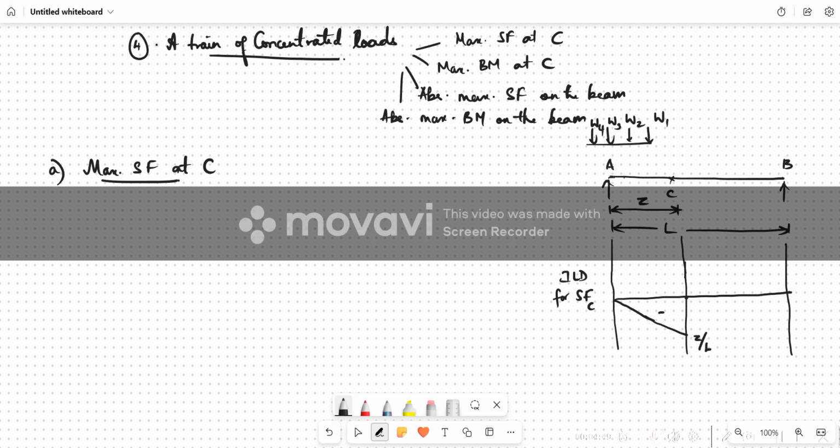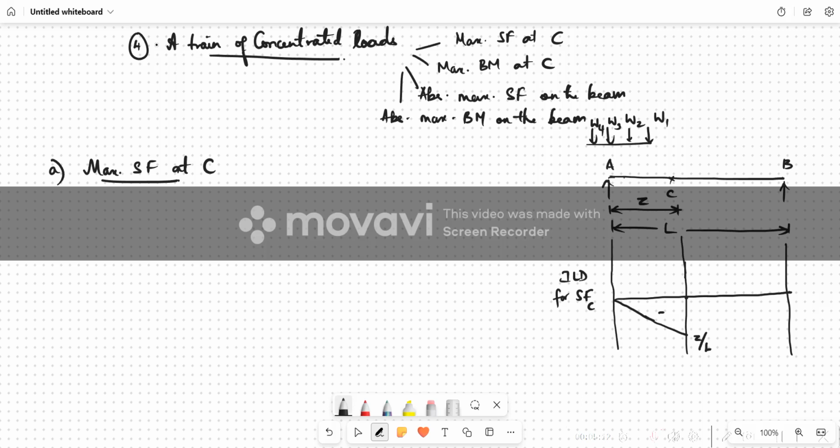Now you have to calculate the highest value among these trials. You cannot say that when W2 has crossed, you get a maximum. Maybe sometimes when W3 has also crossed, you get a further maximum. So it is important to consider at least two trials, and then the highest of those values is treated as the highest positive shear force. That we will see when we do a problem. I'll show you how it's being checked.